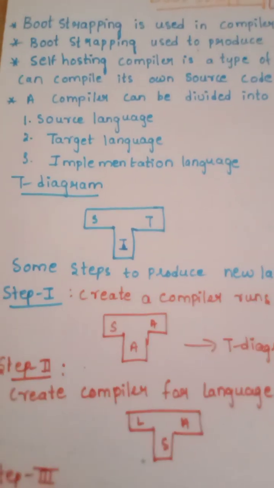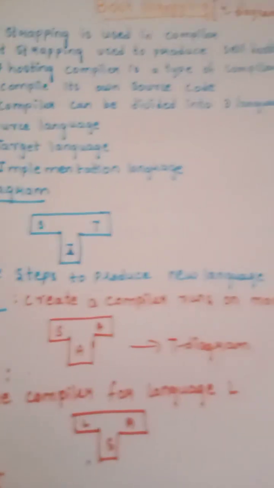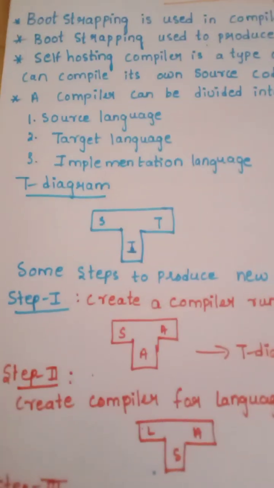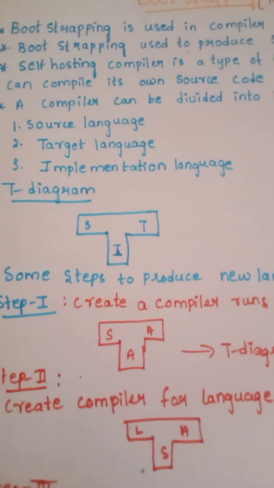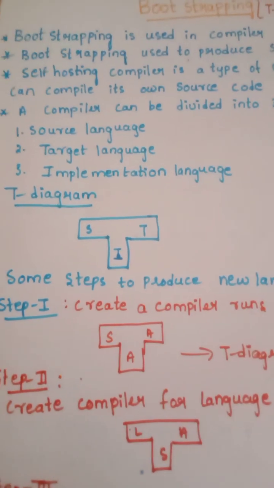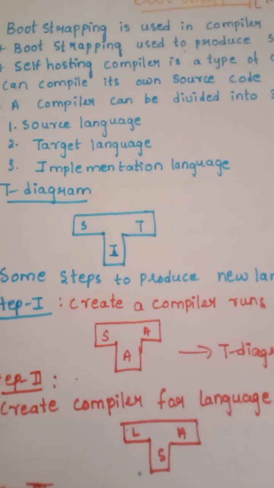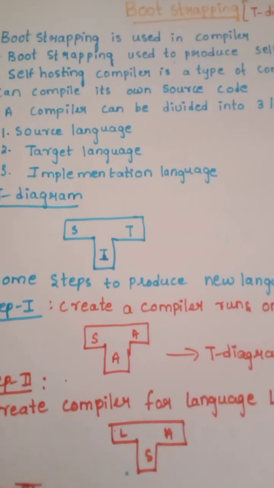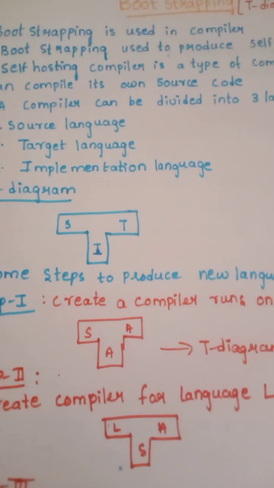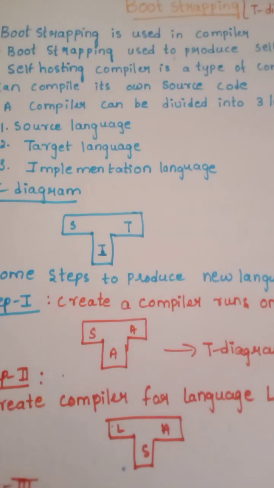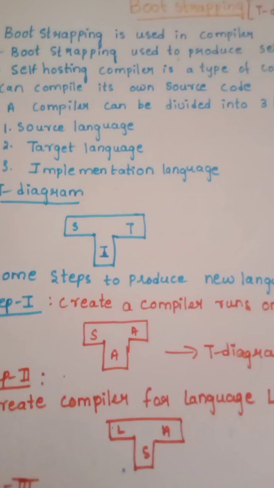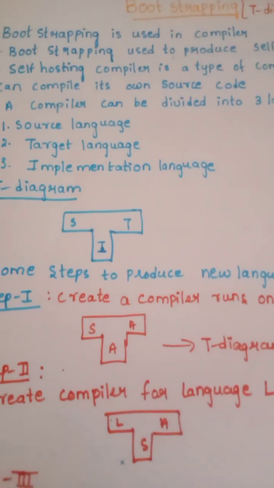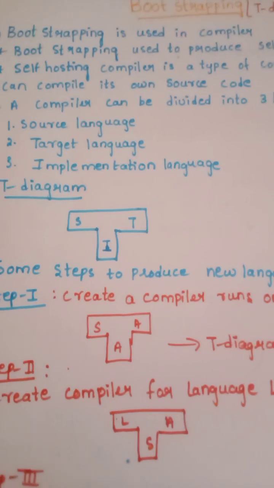What is a self-hosting compiler? It is a type of compiler that can compile its own source code. It is not depending on any other. It can compile its own source code. So that is nothing but a self-hosting compiler. So this is about bootstrapping. Firstly, it is used in a compiler, and it is used to produce self-hosting compilers, which compile the source code of their own.